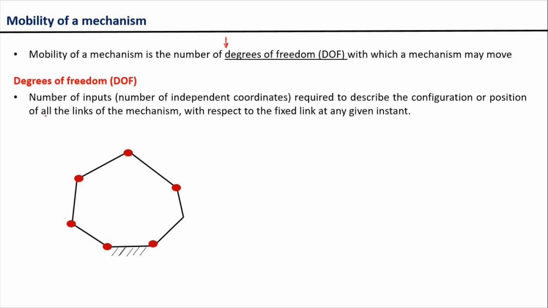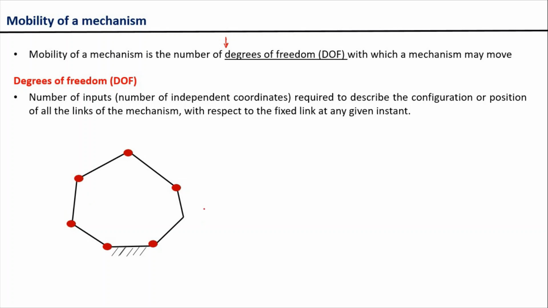For a mechanism, the degrees of freedom can be defined as the number of independent coordinates required to describe the configuration or position of all the links of the mechanism with respect to the fixed link at any given instant of time. Alternatively, you can define degree of freedom as the number of independent coordinates required to specify the motion of all the links in the mechanism. Let us understand this definition further.